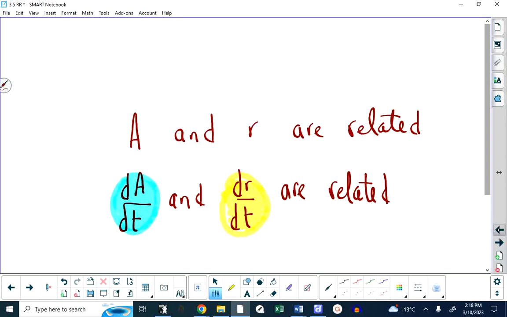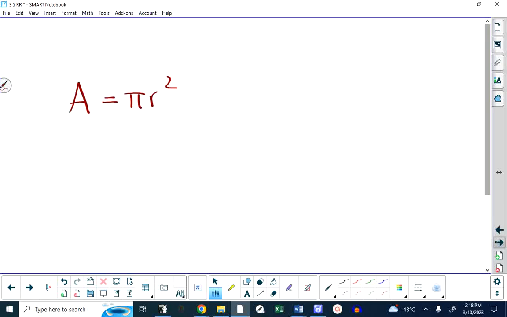How do I go, and I feel as though this might almost give away the question. How do I change this so that it's not A equals, but it's dA/dt equals? Jack? Substitute r for the derivative of dr/dt and then take the derivative of area. Okay, I'm just going to end with the last 5 words you said. Take the derivative of area.